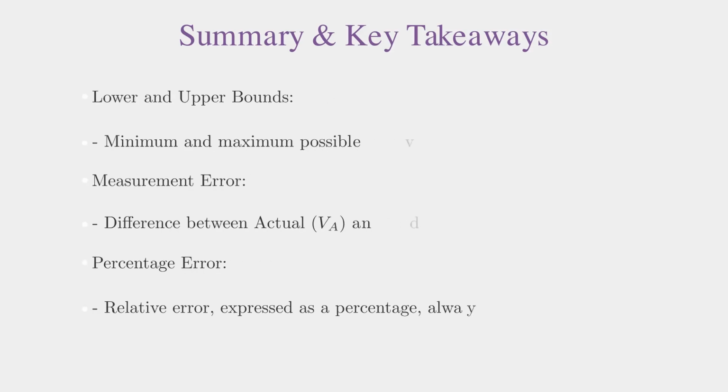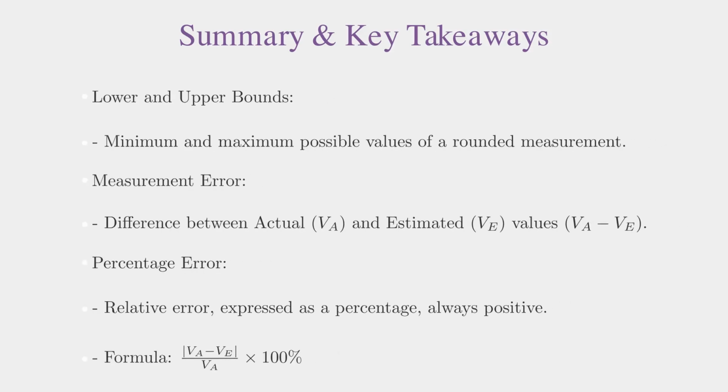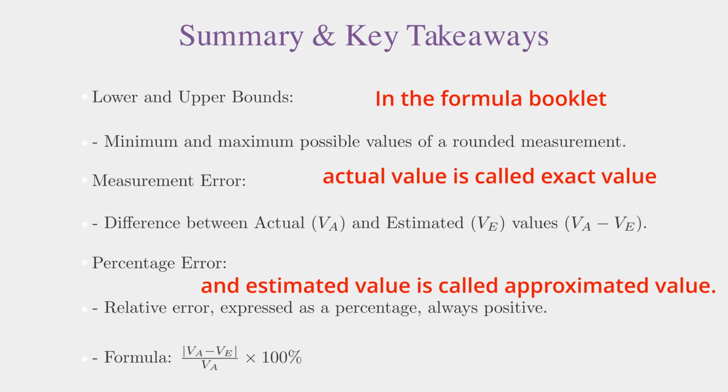Fantastic work today. Now you've just unlocked a deeper understanding of accuracy. Remember, we covered lower and upper bounds, how to find the minimum and maximum possible values of a rounded measurement, the measurement error, which is the direct difference between the actual and the estimated values, and the percentage error, the relative error expressed as a percentage, which is always positive. Now these concepts are fundamental in Math AI and will ensure your calculations and interpretations are precise and reliable.